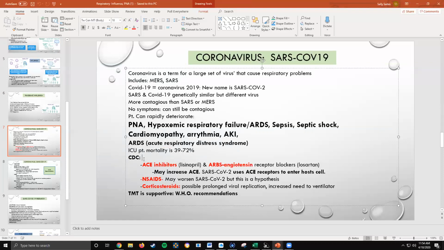So I got some information for you. So from the CDC, this is very interesting. ACE inhibitors, ARBs, these are all cardiac medications. And remember how they're saying that cardiac patients are at higher risk. So these are ACE inhibitors. So they may increase ACE. So COVID may increase angiotensin converting enzyme. Okay. SARS uses ACE receptors to enter the host.